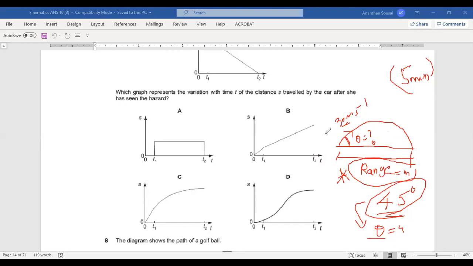Class, any questions about today's class? If you don't have any, tomorrow we're going to start a new topic, the fourth topic, dynamics, about forces and Newton's laws. You can get the notes from Teams. Take the topic 4 notes, then we discuss tomorrow. Any questions? No? See you tomorrow. Bye.